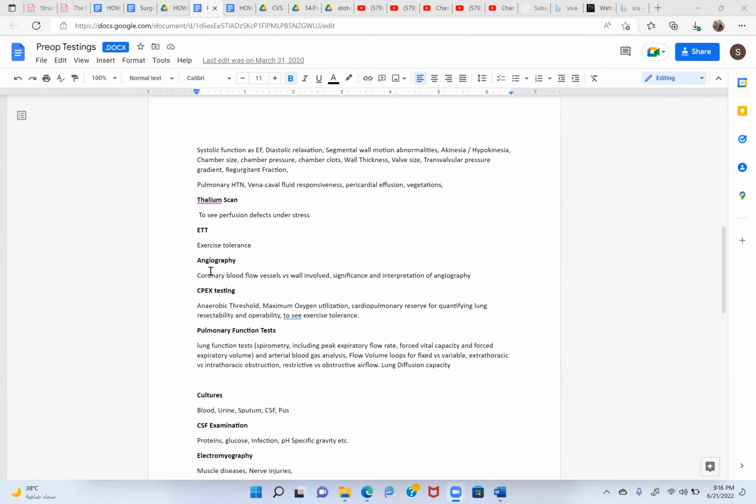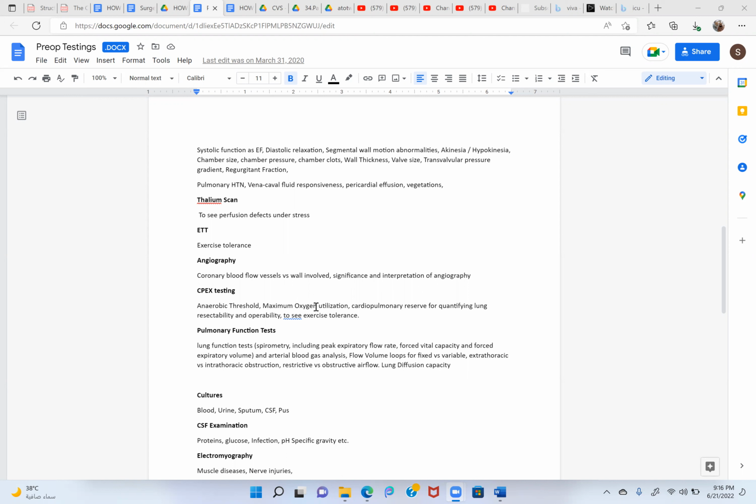And exercise tolerance test and cardiopulmonary exercise testing are to see the functional capacity of the patients. Okay, so they are seeing whether the heart is able to pump and whether the body is able to utilize the oxygen or not. So in that they say the anaerobic threshold, at which the patient is unable to utilize oxygen and the anaerobic component is coming. Maximum oxygen utilization in the form of METs.